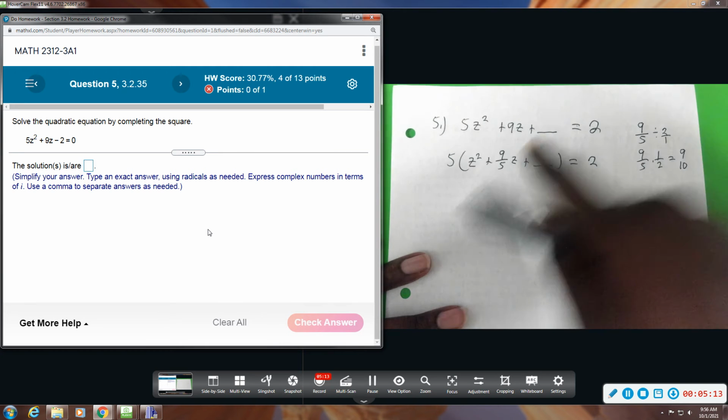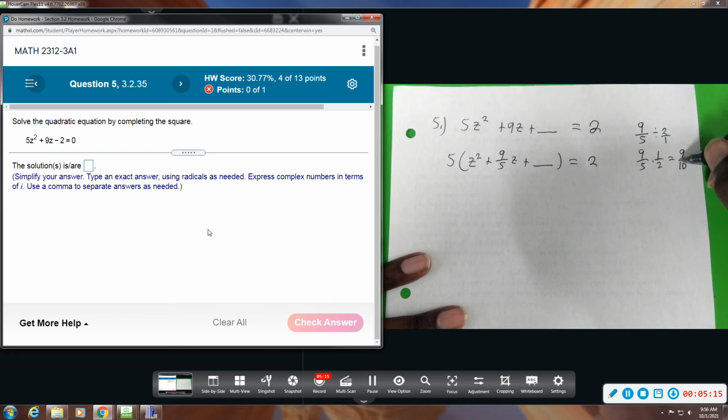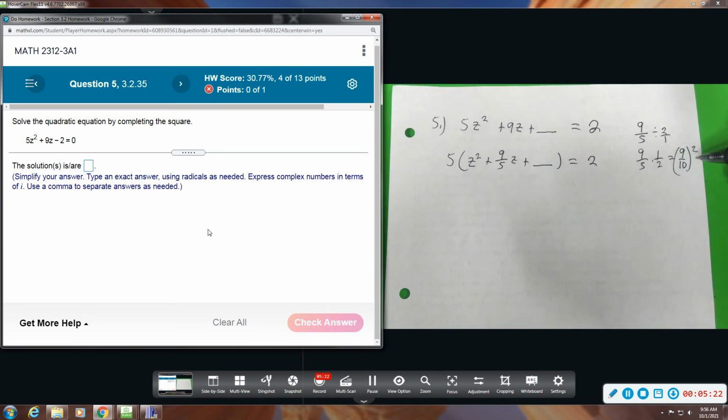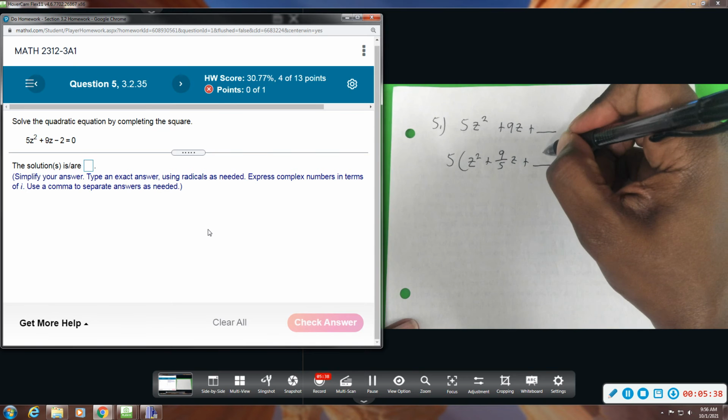So you take that middle term, divide by 2, and then square it as we did before. So when I square it, I will square the top and the bottom. Okay. So when you square this, you will get 81 over 100. So these are the two forms I'm looking at using. I'm looking at using 9 over 10 squared, which I'm going to add here.